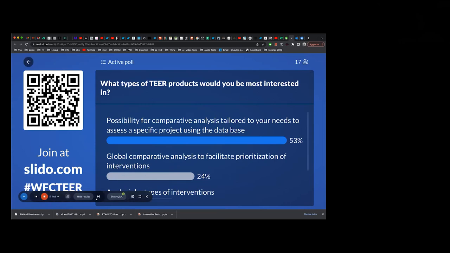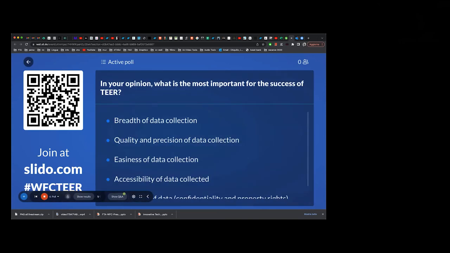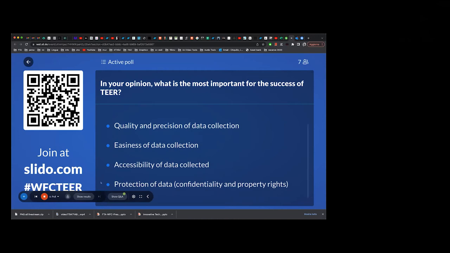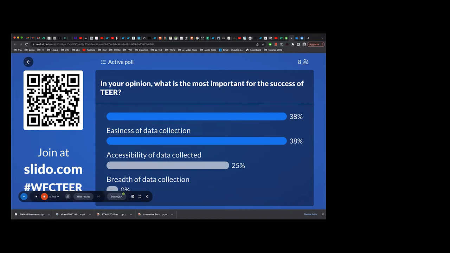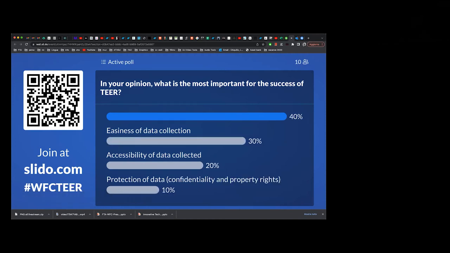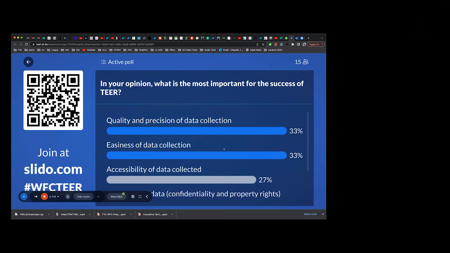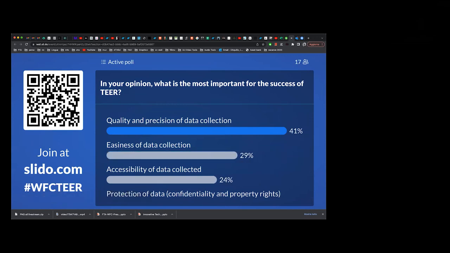Okay. Next, and maybe there is the last one. Just to play one more time with our smartphones: in your opinion, what's the most important for the success of TR? Is it the breadth of data collection, the quality and precision, the ease and accessibility, or the protection of data because of confidentiality and property rights issues? Some of these bullets may be contradictory or seemingly conflicting with one another, but that's the charm. I don't see the full answers. What's the first one? The blue one? Quality and precision. Okay, that was one of the key aims and objectives of this initiative.